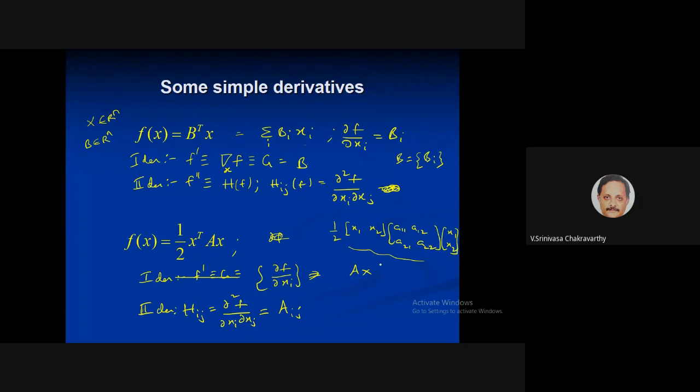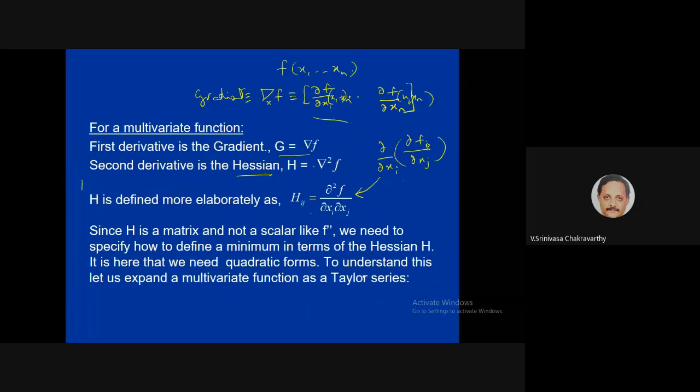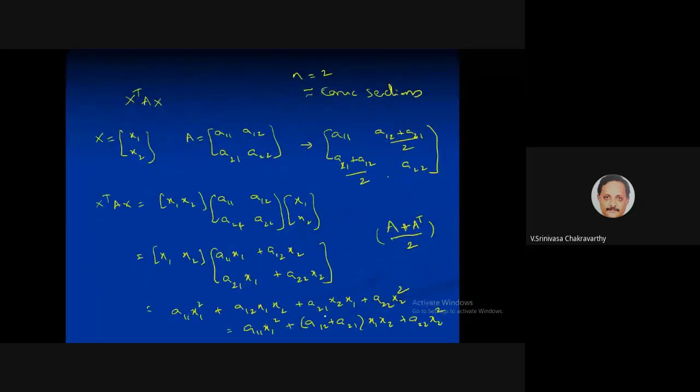This is straightforward to see if you look at the expression that we derived in the last class. If you take the second derivative with respect to x1 and x2, or x1 twice, for x1 twice you get a11. For x1 and x2 you get a12 plus a21, which are both the same, so you get 2 times a12, and here you get 2 times a11, when you differentiate this with respect to x1.